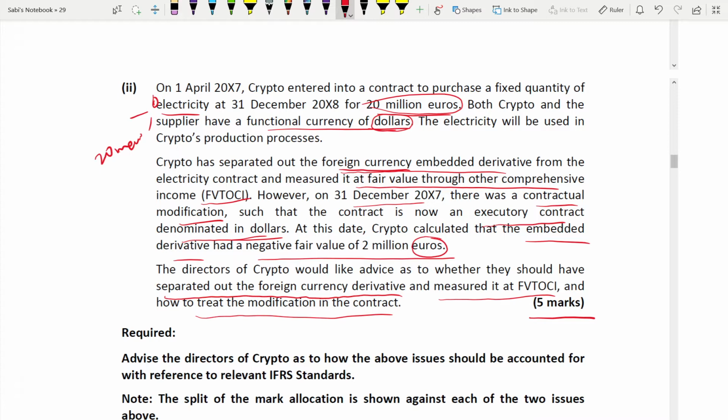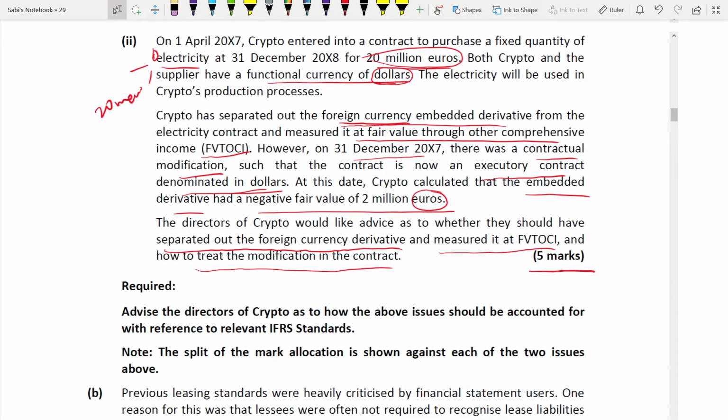Okay, because the question here is: advise the directors of Crypto on how to treat the above issues. So above issues means both these issues. Okay, and the split of marks is given, 5 marks, with reference to relevant IFRS standards. So which standard will come here? IFRS 9. IFRS 9. Okay, so now let us see the answer.